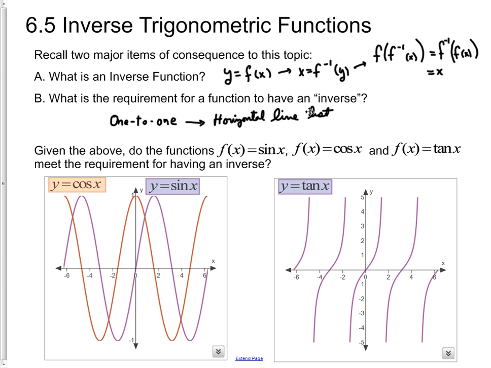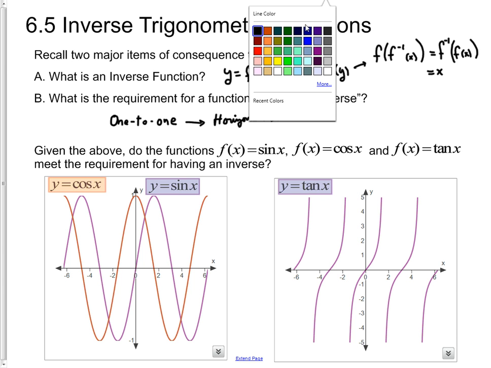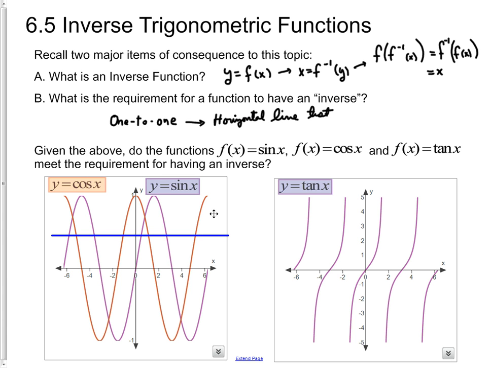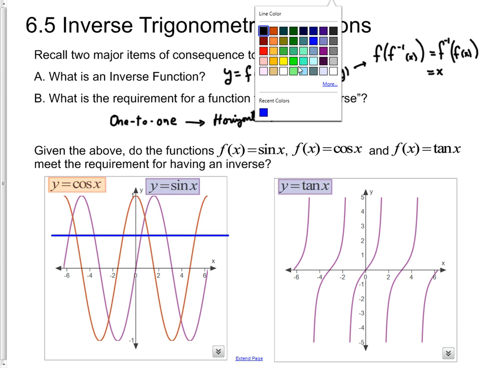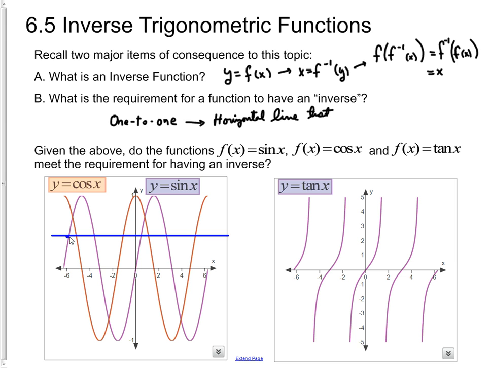In the horizontal line test, we said that if we were to pass a horizontal line through the graph of our function and look to see if there was more than one place at which that line crossed the graph, then we would say that it was not one-to-one. So the functions y equals cosine of x here in orange and y equals sine of x here in purple are not one-to-one. They would not pass the horizontal line test because a horizontal line passes through these graphs in more than one place.